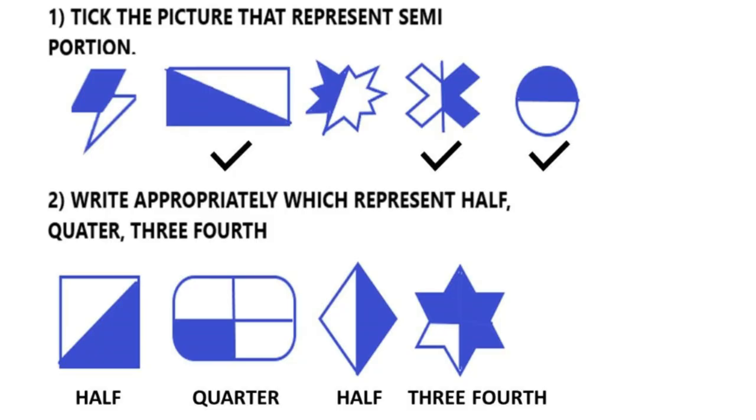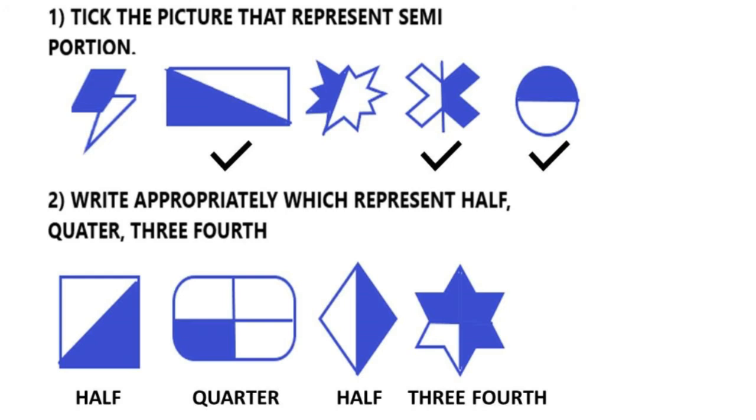Pick the picture that represents a half portion. Among these given pictures, we have to take which shapes are equally divided. So the triangle, the multiplication symbol and the circle are shaded equally. That is half.